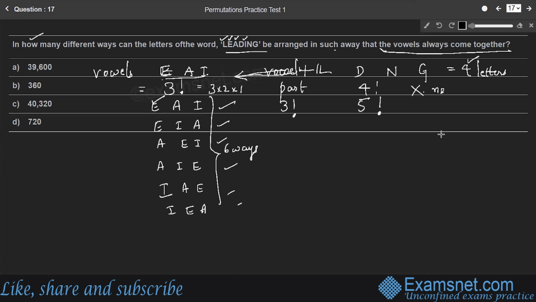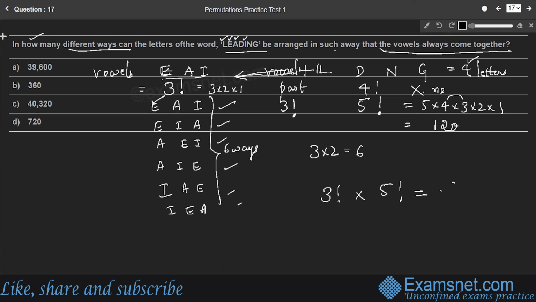So what is factorial 3? 3 into 2, which is 6. Factorial 5 is 5 into 4 into 3 into 2 into 1, which is 20 into 3, 60, 60 into 2, 120. Therefore, the product of factorial 3 and factorial 5 gives the total ways. In how many ways can these letters be arranged? In 3 factorial into 5 factorial, which is 6 into 120, which is 720 ways, in such a way that vowels always come together.